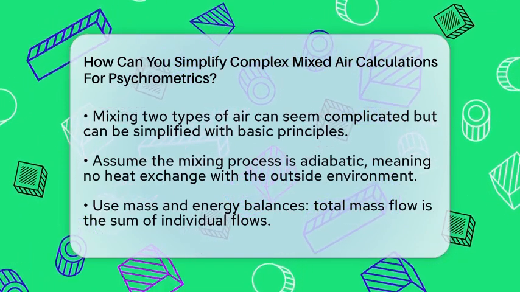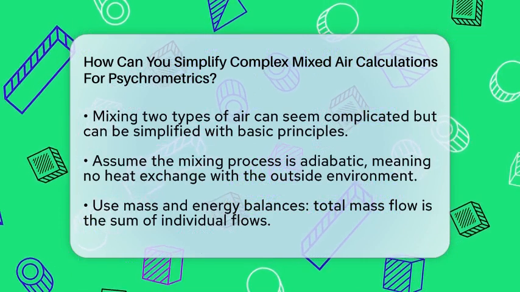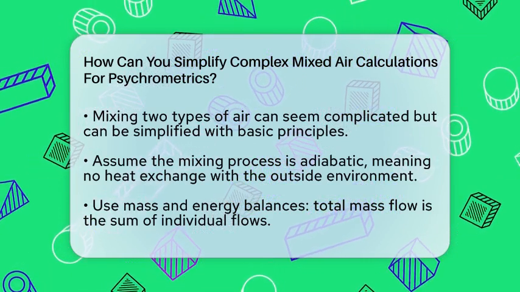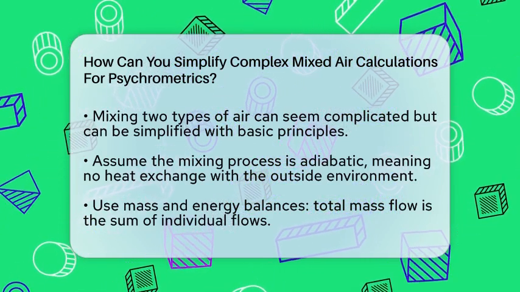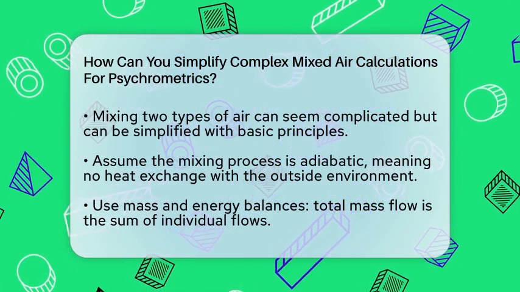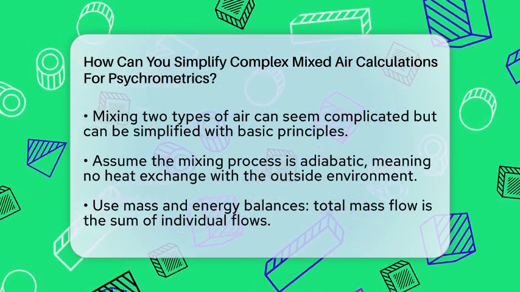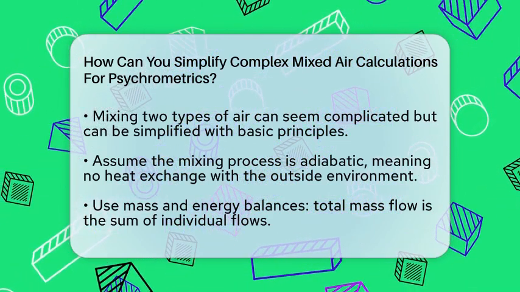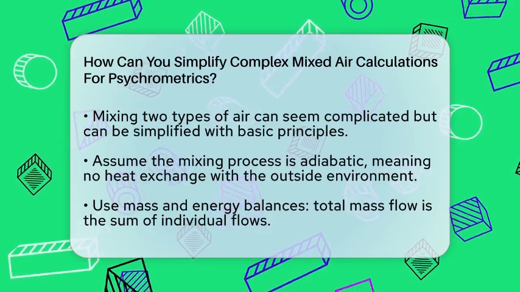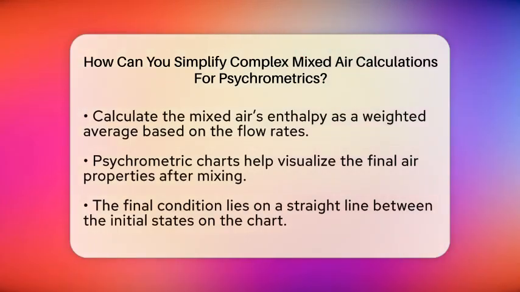Start with basic mass and energy balances. The total mass flow of the mixed air equals the sum of the individual air streams' mass flows. For example, if one stream has a mass flow of 10 kilograms per second and another has 5, the total is 15 kilograms per second.